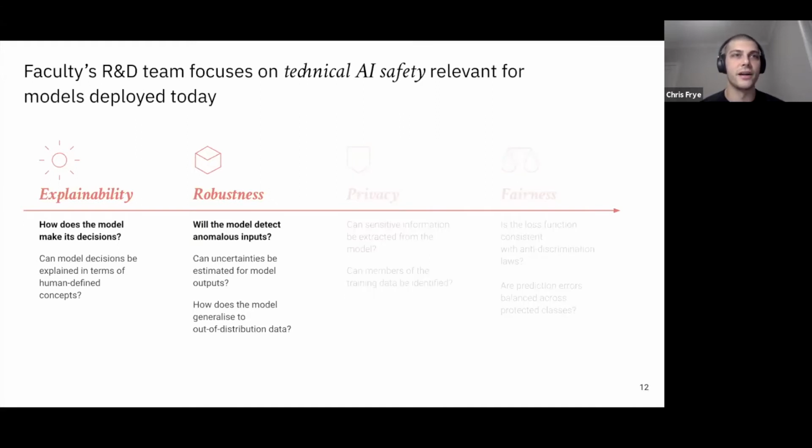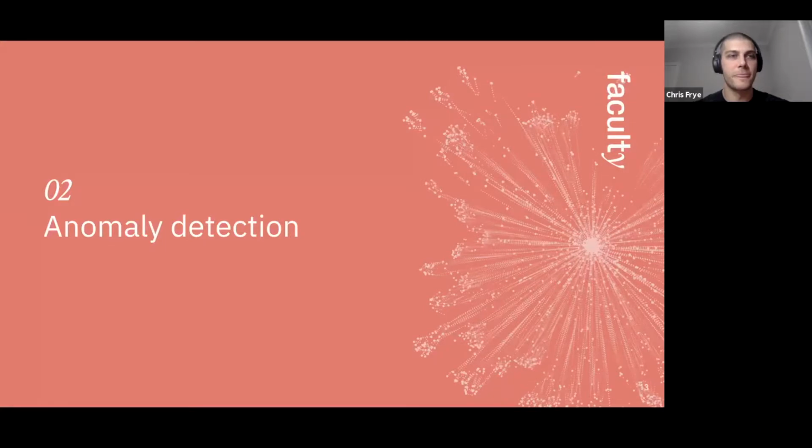And for today's talk on explainable anomaly detection, the areas of explainability and robustness will be most relevant. Here, explainability focuses on how a model makes its decisions, whereas we think of anomaly detection as sitting under the umbrella of robustness. And that's because to ensure that a model will perform robustly, it's important to be able to sound the alarm when it's fed anomalous inputs. All right, so let's get into the main part of today's material now on anomaly detection.